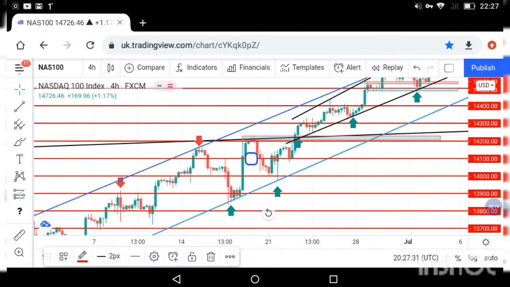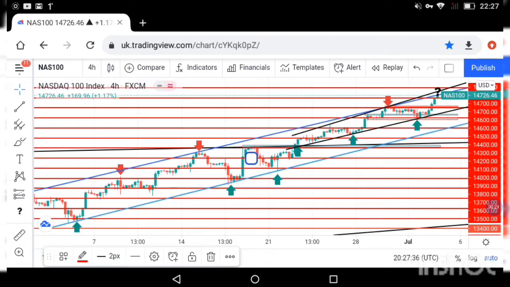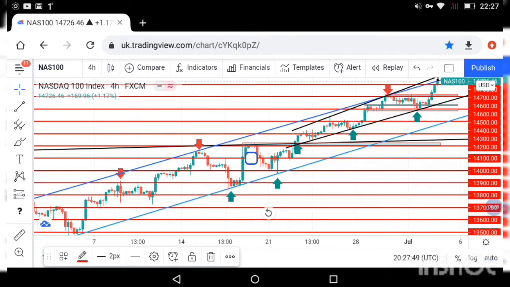So when I'm looking right now, the overall structure is up. It's clear we are on an uptrend. As you can see, we've got two blue lines, our trend lines. Every time the market touches the trend line from above, it usually goes down, and every time it touches from below, it usually goes up.